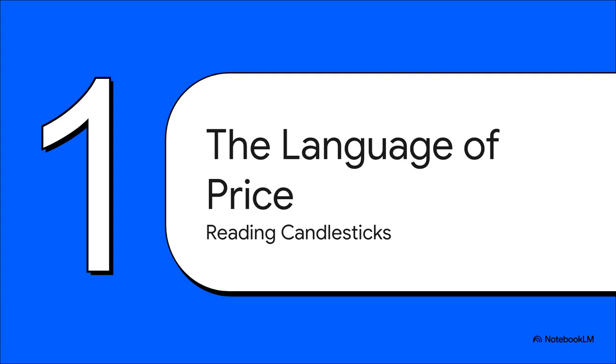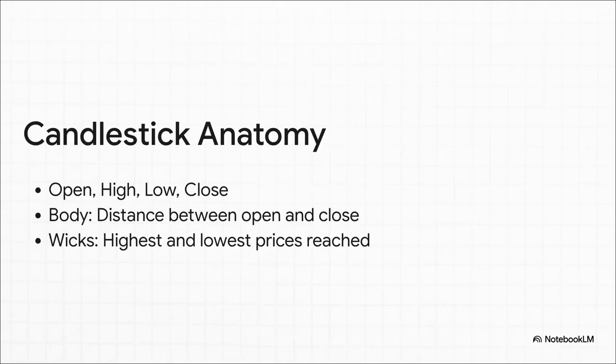All right, part one, the language of price. Let's get right into reading candlesticks. So candlesticks are the absolute smallest unit of information on a chart, and every candle has four critical prices: the open, the high, the low, and the close. Together, these four data points tell the complete story of a specific trading period.